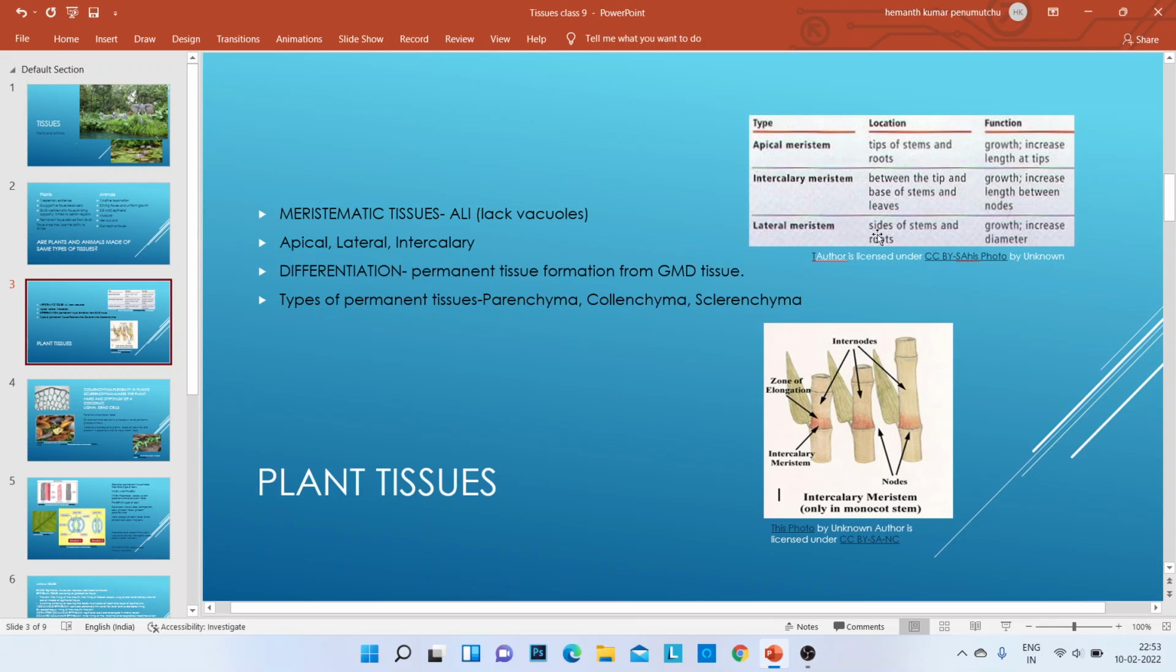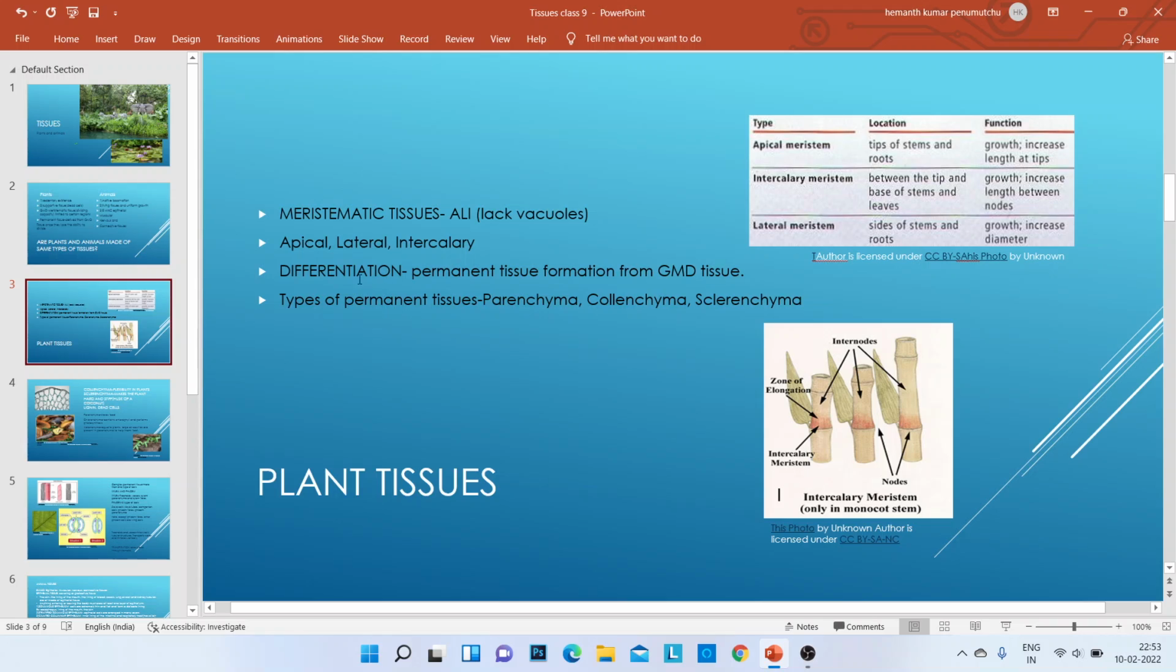Lateral meristem location is the sides of stems and roots, and its function is growth. It increases diameter. Instead of vertically, it increases horizontally. That means lateral meristem increases the girth of the plant. And apical, lateral, intercalary are types of meristematic tissues.